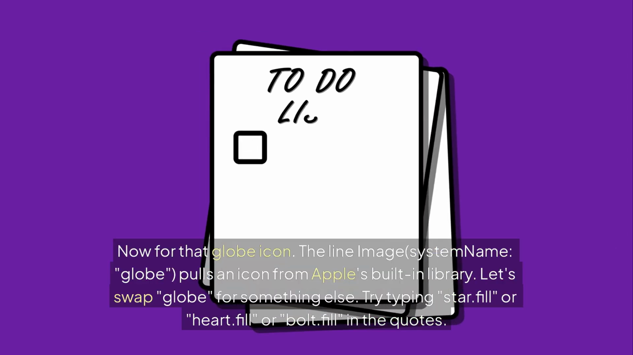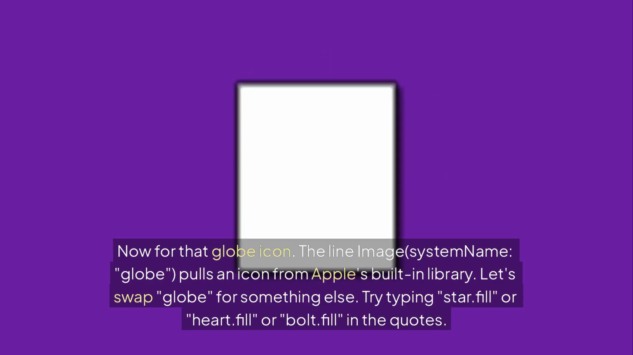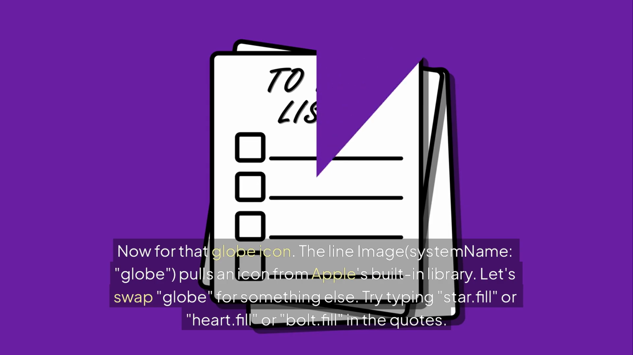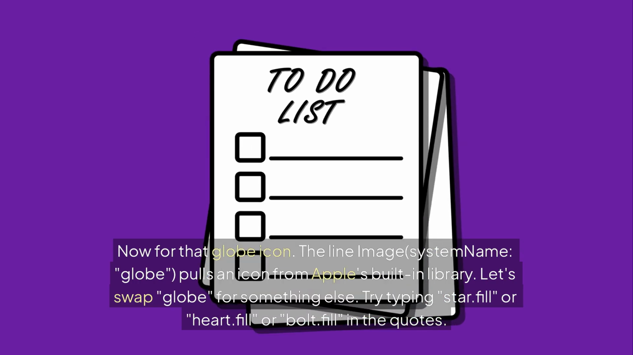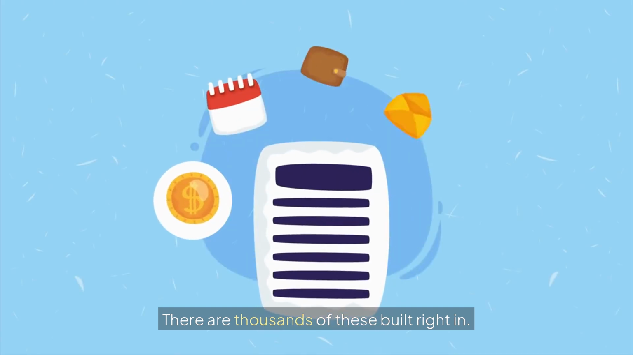Now for that globe icon. The Image(systemName: "globe") line pulls an icon from Apple's built-in library. Let's swap globe for something else. Try typing star.fill, or heart.fill, or bolt.fill in the quotes. See how it changes? There are thousands of these built right in.